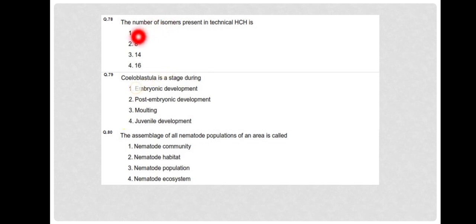Next, question number 78. The number of isomers present in a technical HCH is, so the answer is 8.